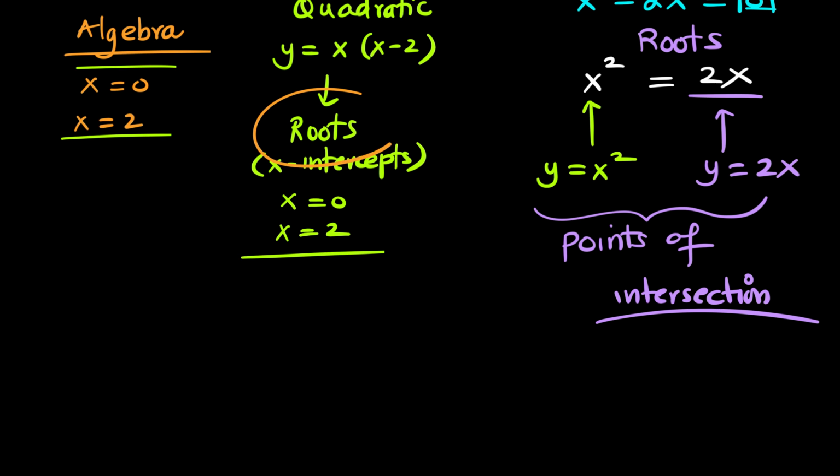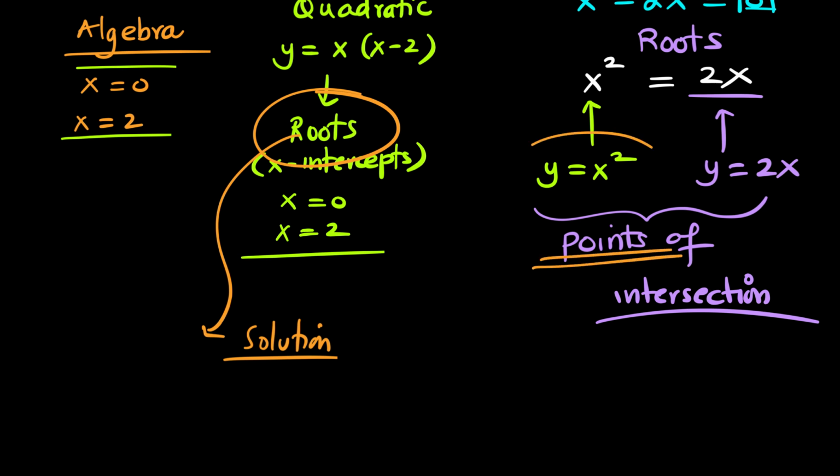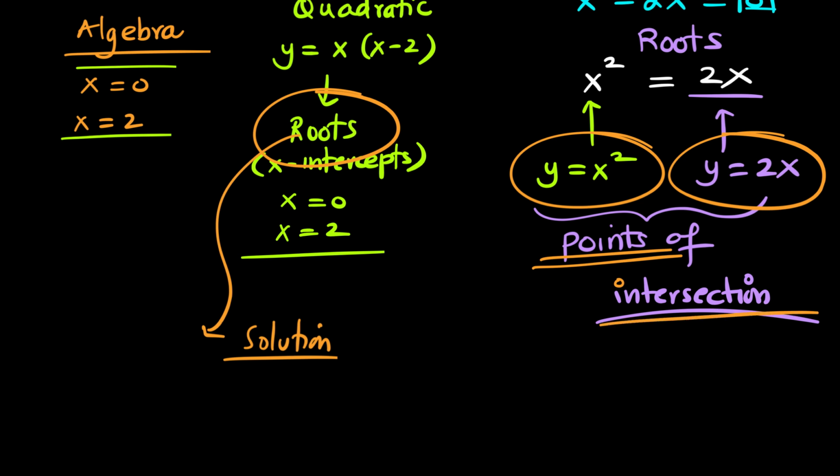That means the original equation's solution, known as the roots of the equation, is the same thing as if I draw two separate graphs on the same grid and let them intersect. These two answers will be exactly the same, which is x is 0, x is 2.